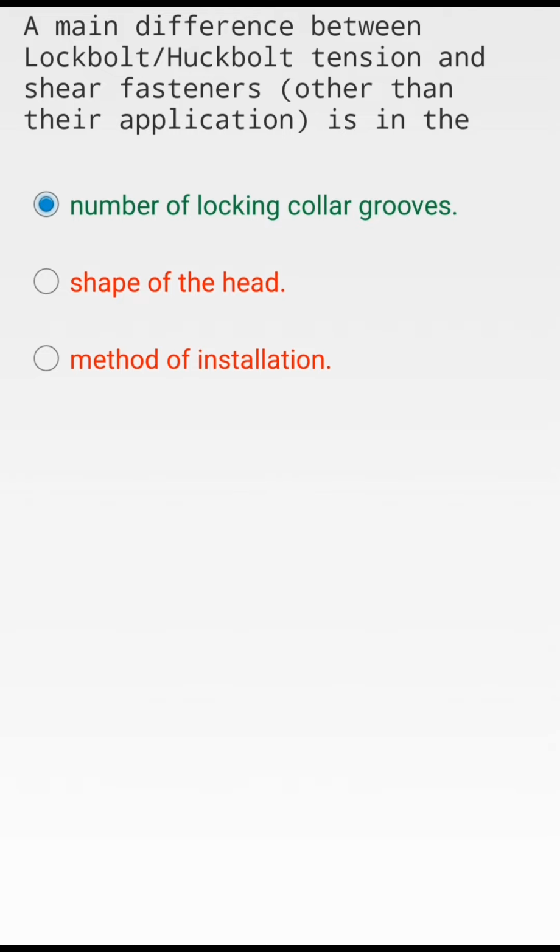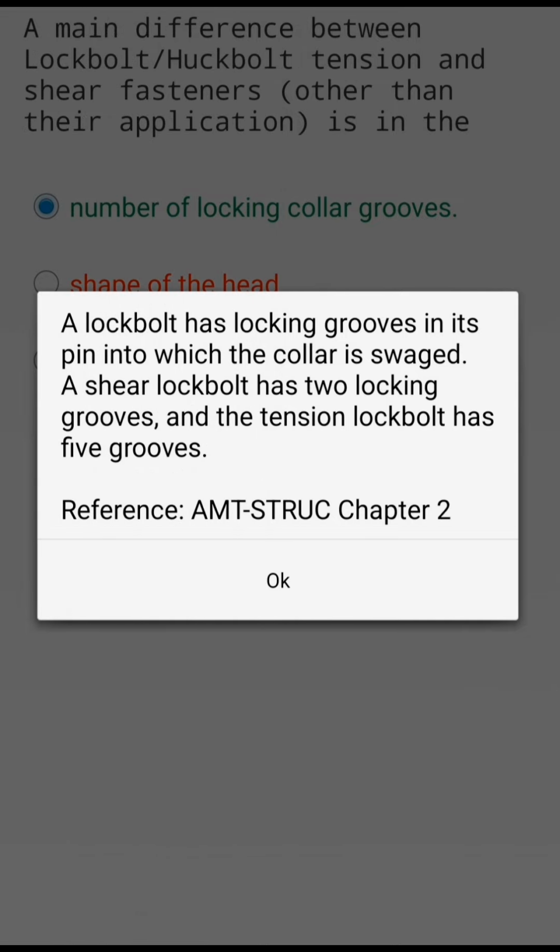A main difference between lockbolt, huckbolt tension, and shear fasteners, other than their application, is in the number of locking collar grooves. A lockbolt has locking grooves in its pin into which the collar is swaged. A shear lockbolt has 2 locking grooves, and the tension lockbolt has 5 grooves.